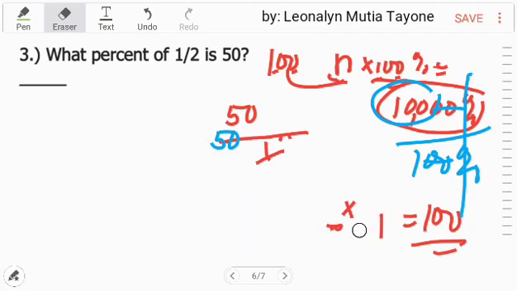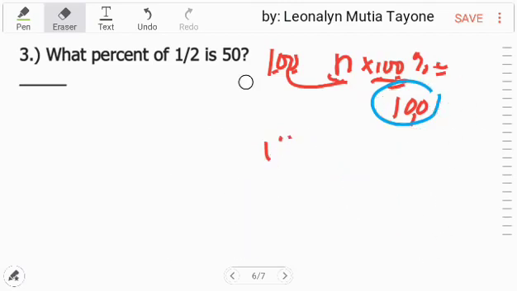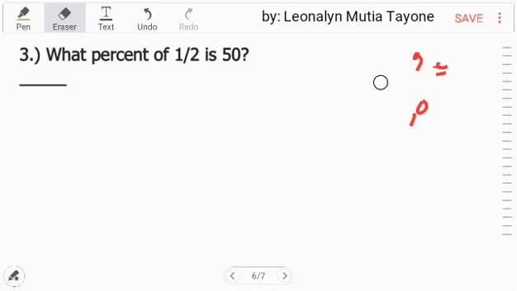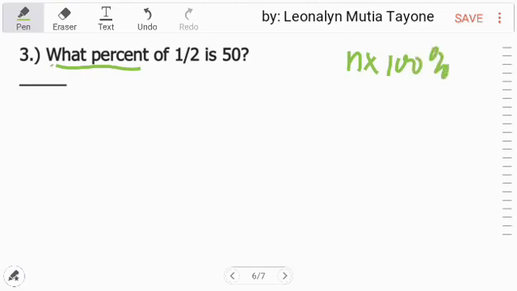Kasi sa mga nag-comment, mas marami yung walang sagot sa number 3. Okay, ulitin natin. What percent of 1/2 is 50? Dito tayo mag-focus muna sa what percent. Ibig sabihin, yung number, i-multiply mo muna ng 100% para maging, mayroon siyang percentage sign. Kaya i-multiply natin ng 100%. Hanapin muna natin yung number na yon.